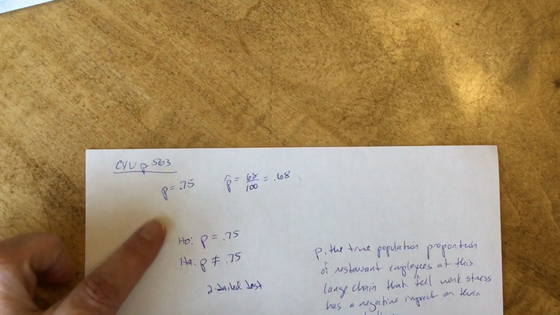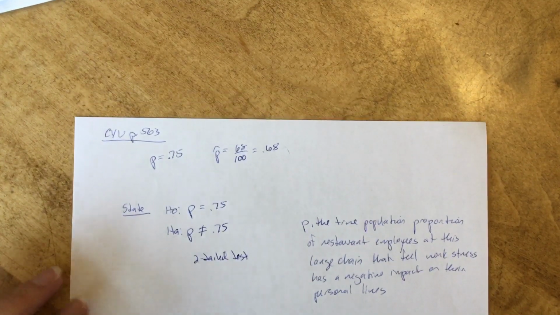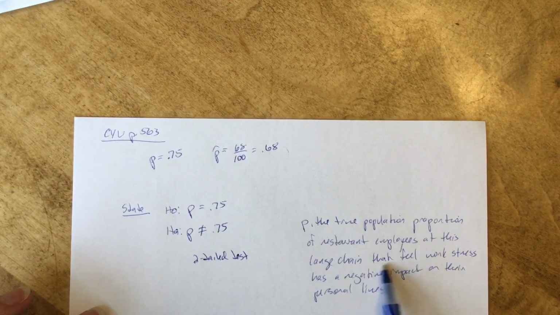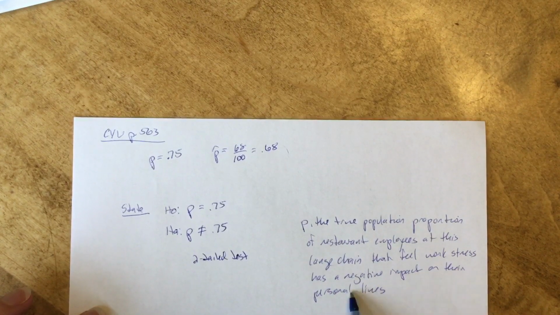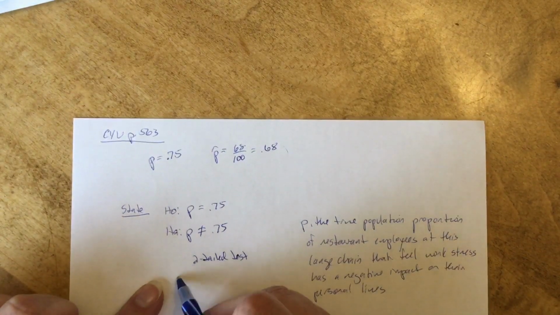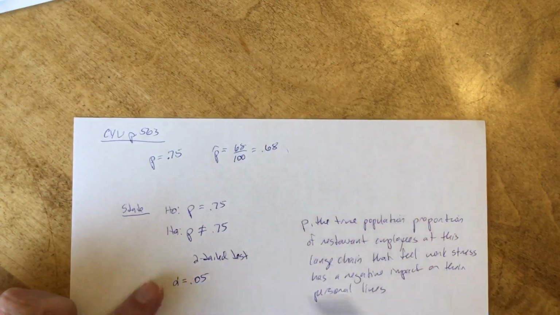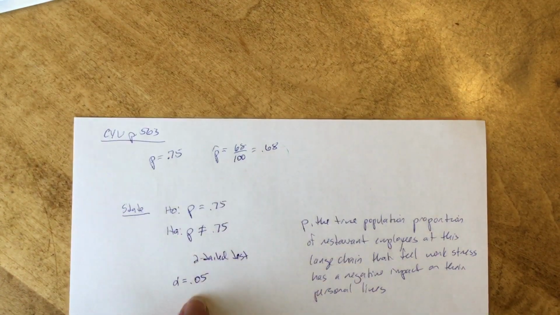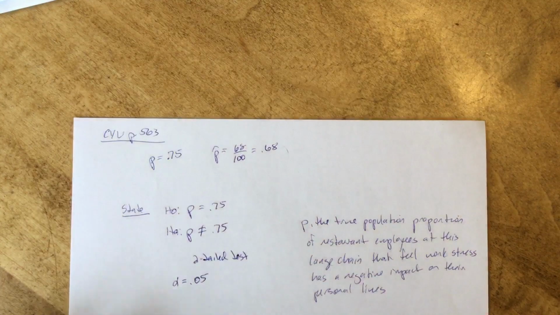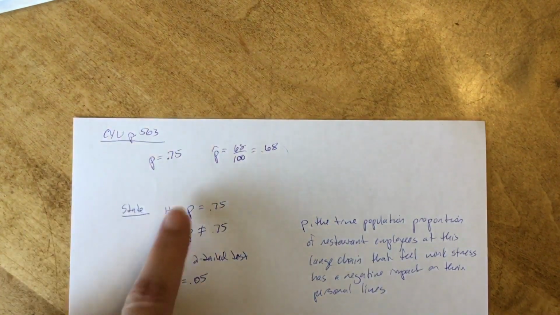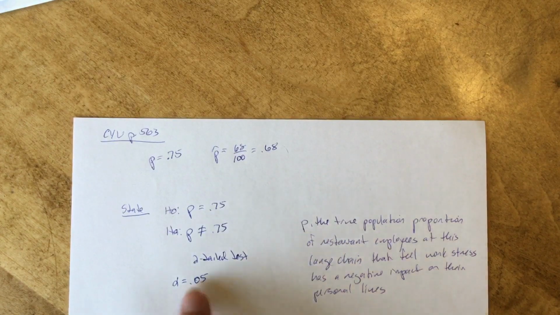Okay, of course we have to identify what p is. p is the true population proportion of restaurant employees at this large chain that feel that work stress has a negative impact on their personal lives. So that's what we're looking for. Of course we are going to evaluate this at an alpha of 0.05. I don't think it said that in the check your understanding, but when it doesn't say, use an alpha of 5%. Okay? Our state is done. We've got our hypotheses, we've identified our population parameter, and we've stated our alpha. That's just a little something I wrote.